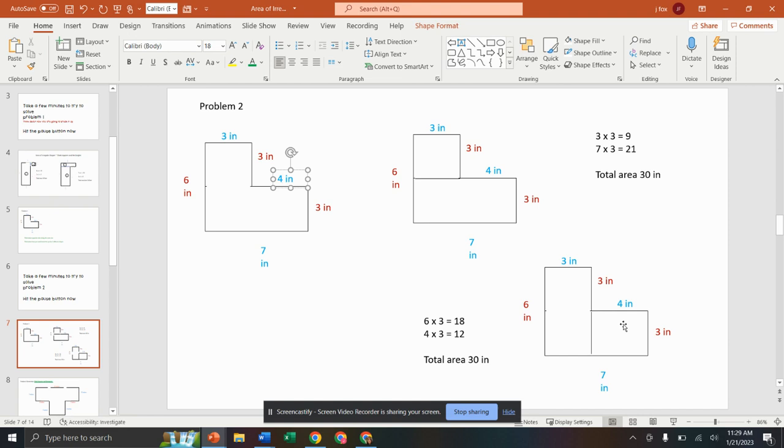And then over here, right, I got 2 blues and a red. So which blue do I use? Well, the 7 is in both shapes. We don't want to use the 7. The 4 is only in this shape, and the 3. So 4 times 3 is 12, and again, we get 30 inches. Okay? So either way, you should still have come up with 30 inches.